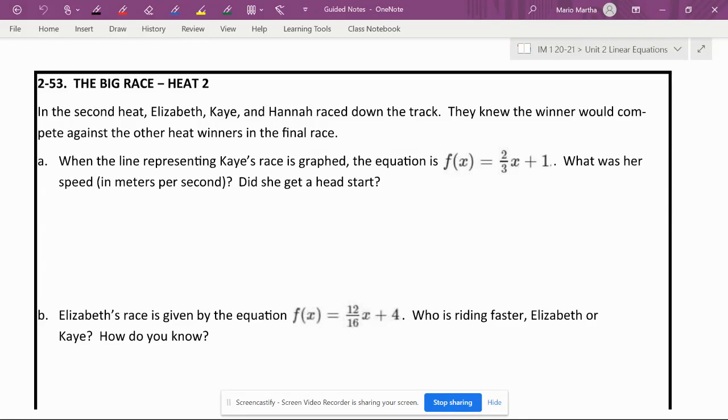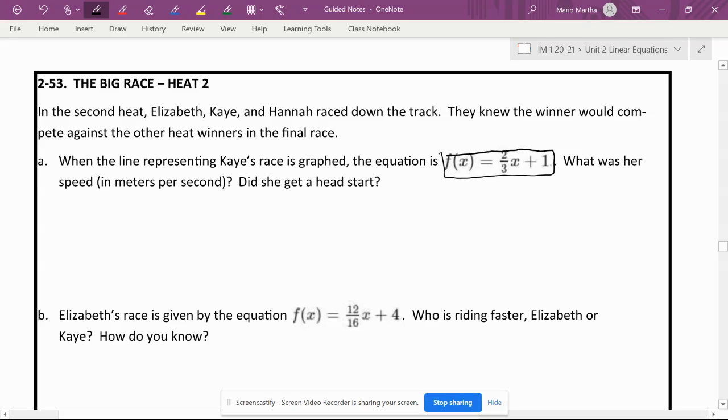This would be part 2 of 2.2.2. So, question 253, the big race, heat 2. In the second heat, Elizabeth, Kay, and Hannah raced down the track. They knew the winner would compete against the other heat winners in the final race. So, when the line representing Kay's race is graphed, the equation is f of x equals 2 over 3 x plus 1. What was her speed in meters per second?